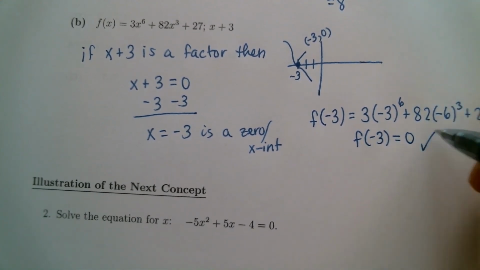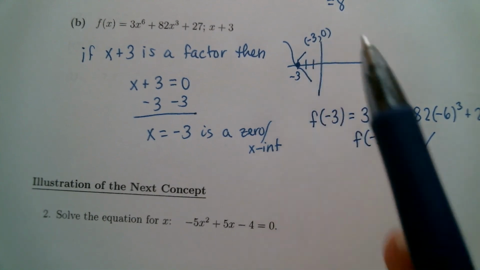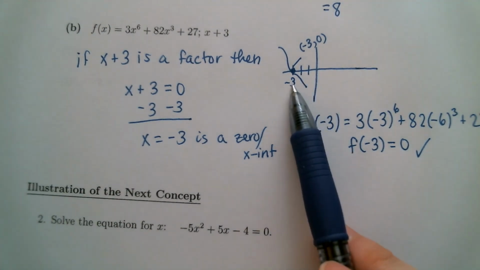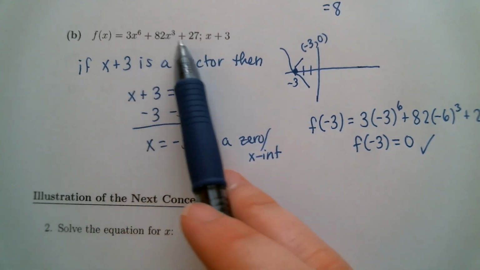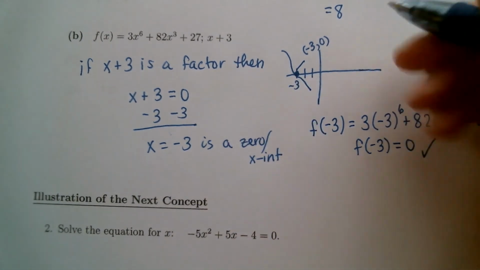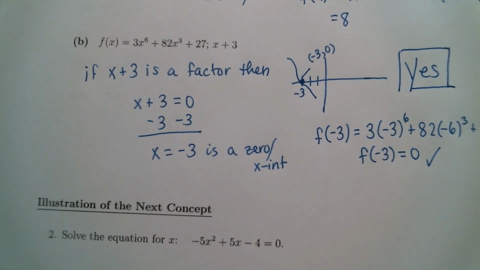Since that happened, the point (-3, 0) is on the graph of the polynomial, whatever it looks like. Since negative 3 is a 0 or an x-intercept, if you factored this and went backwards, x plus 3 would be a factor. So the answer here would be yes. Like I said, we don't know how to factor this; we didn't get into the logistics of doing that. But just trust me, if you were to factor this, x plus 3 would be in the factorization.